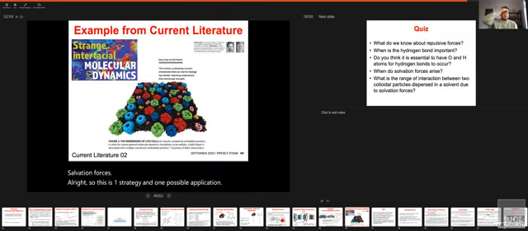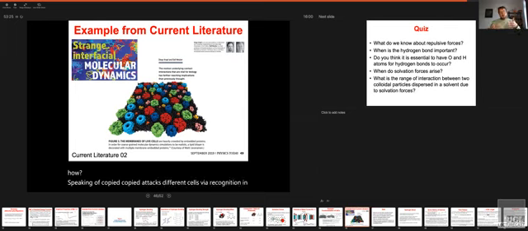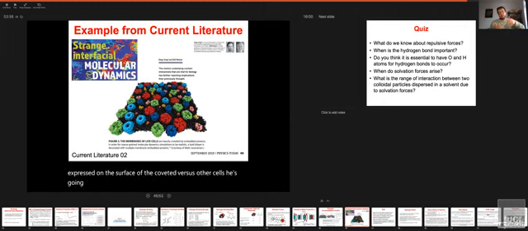In this other paper that I left in the Moodle page for you to take a look at, people are looking at cellular membranes, and they're trying to understand how the different proteins in those membranes are interacting with each other and how they're moving throughout the membrane. And this is a very important topic because, speaking of COVID, it attacks different cells via recognition between the membranes of the cells. So how the proteins are expressed on the surface of the COVID versus other cells is going to dictate how it approaches and assembles with a different cell. So understanding that will be useful.